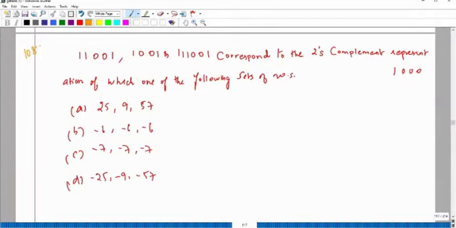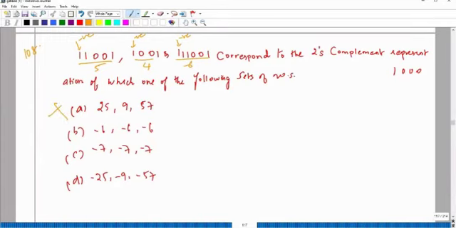So they have given this is actually a 4-bit number, this is a 5-bit number, this is a 6-bit number. Okay. So here the MSB is 1. So it is a negative number, right? This is a negative number. So this is not your answer.